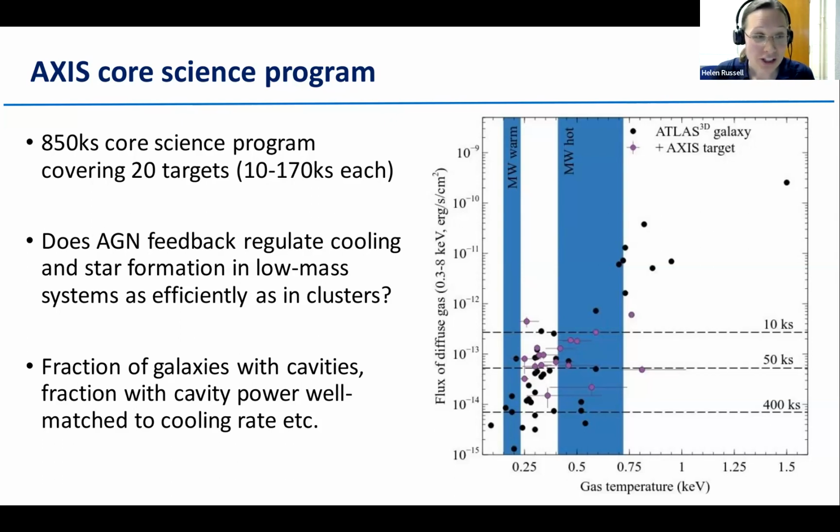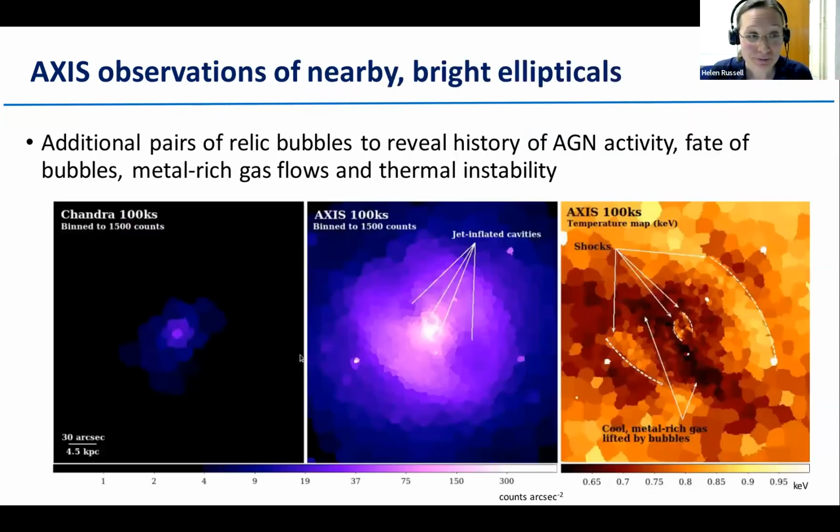And we'd be answering the question, does AGN feedback regulate cooling and star formation in these low mass systems as effectively as it does in clusters? We want to look at the fraction of these systems with cavities. We want to look at whether the cavity power is well matched to the cooling rate, produce these plots looking at cavity power versus cooling rate, and much more besides to be able to do this.